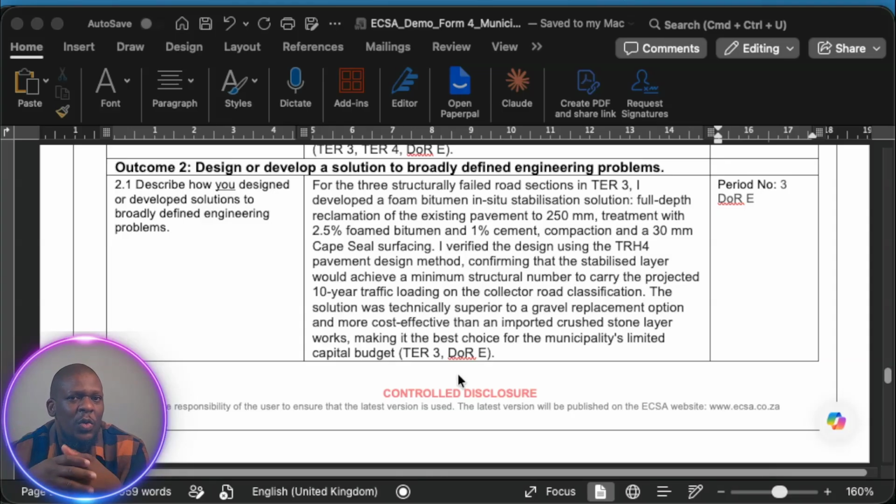And what did you do? You verified using TRH4. The reason you need to always verify, you can verify using standards that the municipality or that entity has developed, or you can verify using the codes that are available. In this case, it is TRH4.